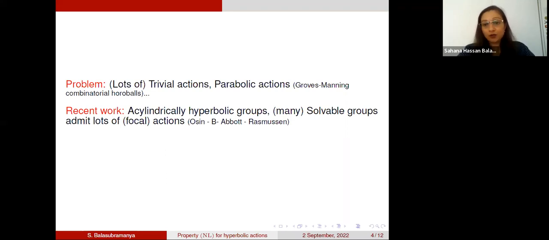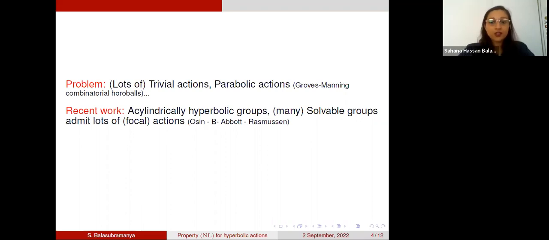And even if you drop to a better understood class of groups like solvable groups, there's work done by me, Carolyn Abbott, and Alex Rasmussen that shows that these admit lots of focal or quasi-parabolic actions. And in particular, trying to completely classify all of the hyperbolic actions for a general solvable group is sort of one of the long-term goals of the joint work that I'm doing with Carolyn and Alex.